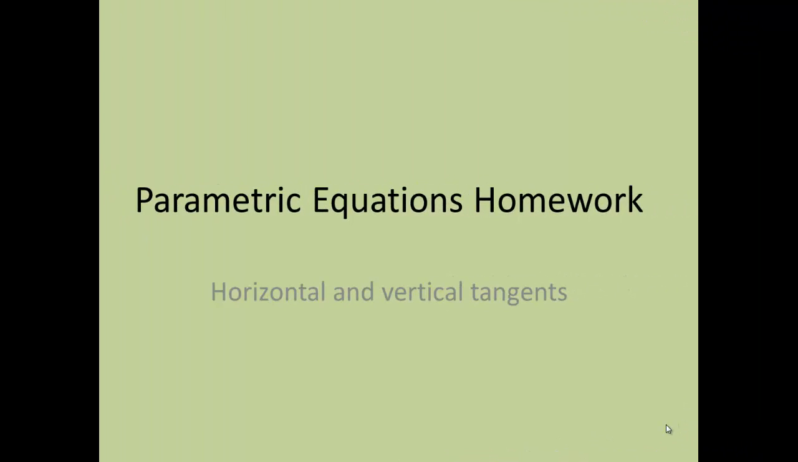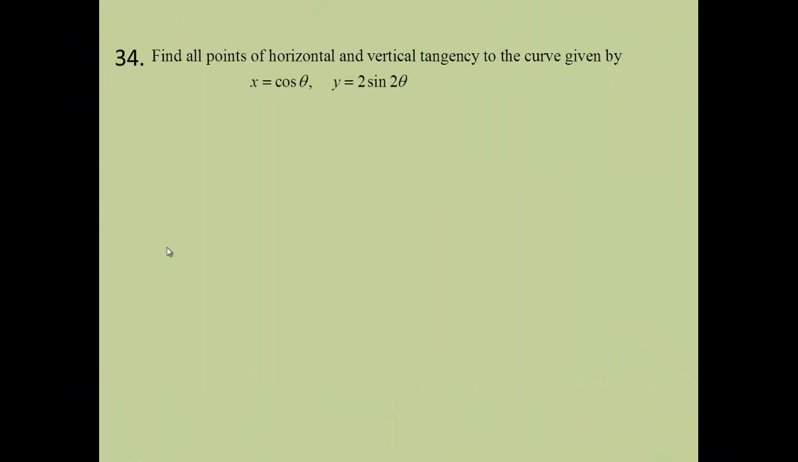Hey folks, thought we'd look at a homework problem for parametric equations. This was a problem where you were asked to find horizontal and vertical tangents. In the Larson-Hostetler text, this is section 10.3, number 34. The directions stated something along the lines of: find all points of horizontal and vertical tangency to the curve given by x equals cosine theta, y equals 2 sine 2 theta.